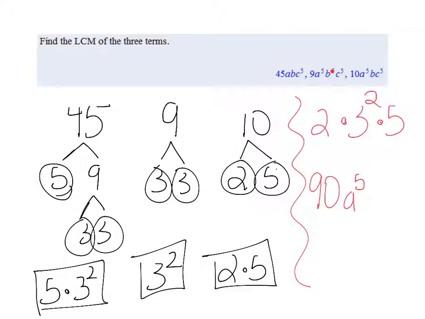And let me go ahead and talk about c to the 5th, to the 5th, to the 5th. So we have a to the 5th, b to the 5th, and c to the 5th. And that's the least common multiple of that when you're dealing with numbers and variables at the same time.